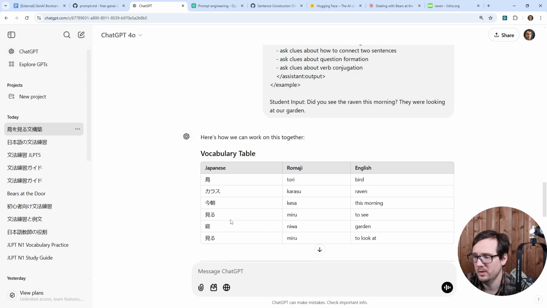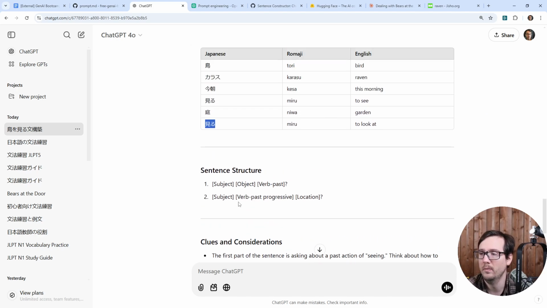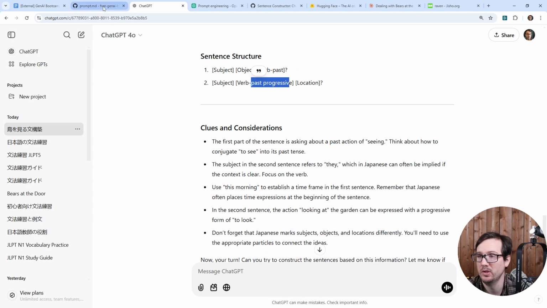We have Keisa, Miru. Oh, Miru is being repeated twice, and so that might be something that we might want to tell it to not do. And so here we have subject, object, verb, past, and subject, verb, past, progressive, location. And so it's giving away the tenses of what it should be, right? And I don't want it to do that. So that will be something we'll need to fix.